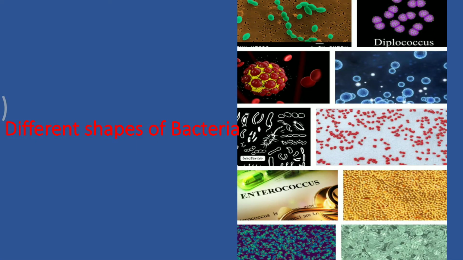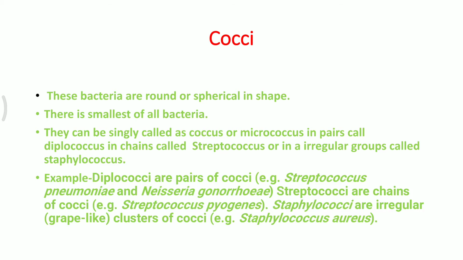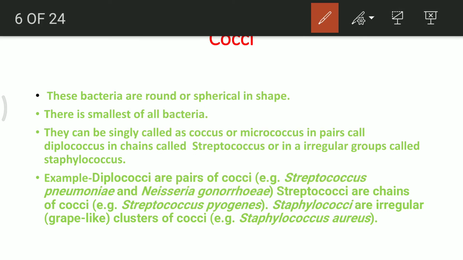If we classify the bacteria, we basically classify them on the basis of their different shapes. The very first category is cocci. These bacteria are round or spherical. They are the smallest of all the bacteria known, and they can be present singly as micrococcus or in pairs. When two bacteria are present together, we call them diplococcus. When they form a chain, it is known as streptococcus, and when a group is formed, it is staphylococcus.